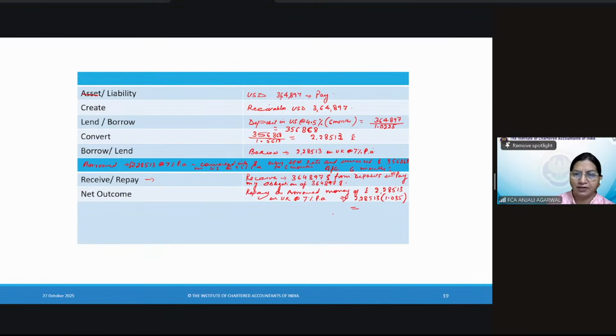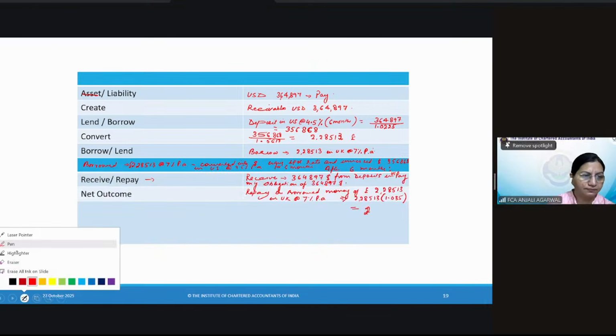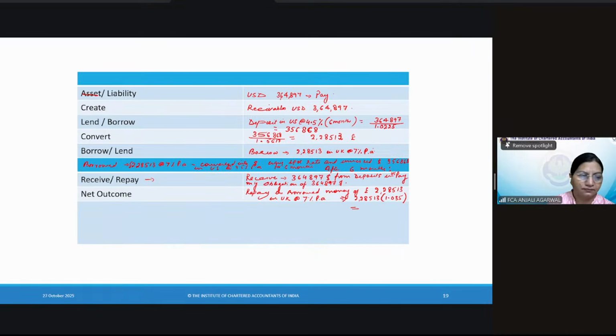So the total net outflow is 2 lakh 36,510 or 511.